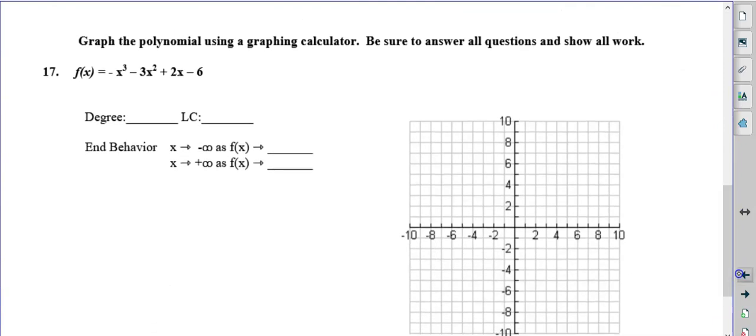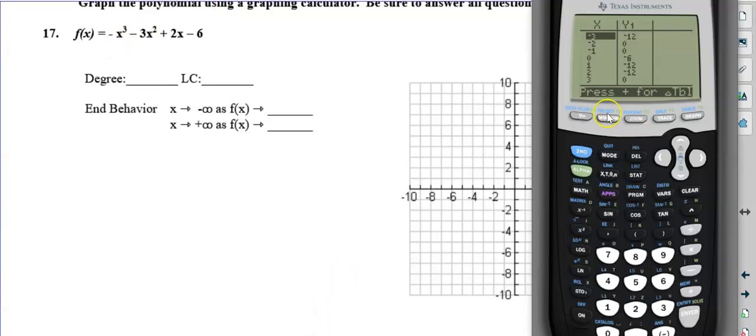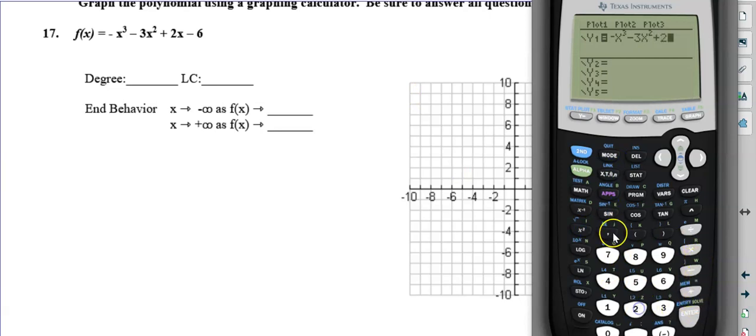Graph the polynomial using a graphing calculator. Okay, so I'm just going to put this in. Now notice this is a negative. So I go to my graphing calculator. First thing I'm going to do, clear it out, put this little negative here. Now it's going to be x to the third power. Come down. Minus 3x squared. Plus 2x. Minus 6.